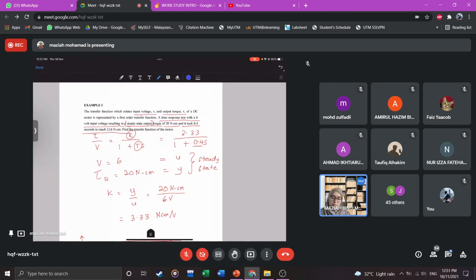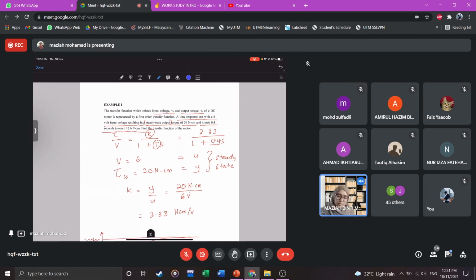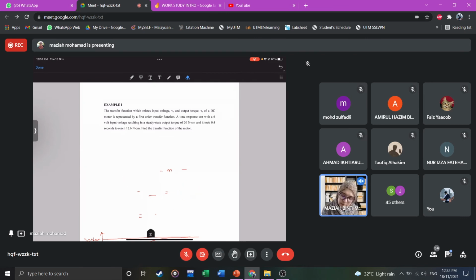All right, let's go to the last example. This example is for the first order system. The question asks you to find the transfer function of the motor. The system is a motor.